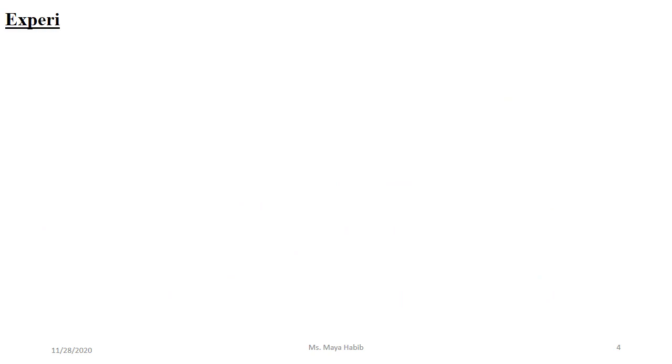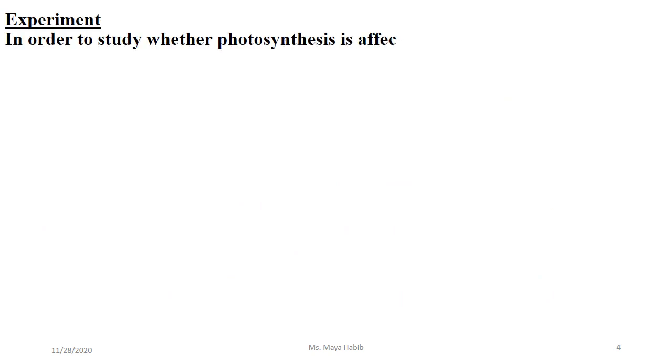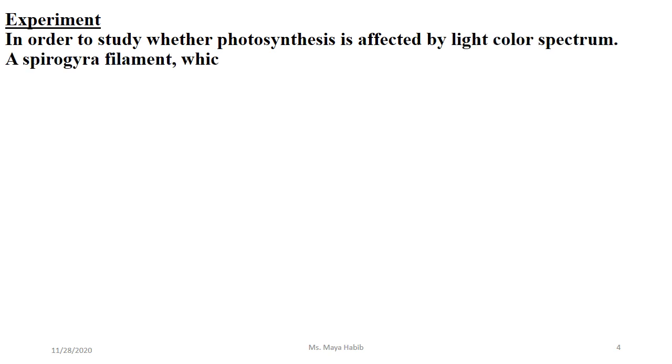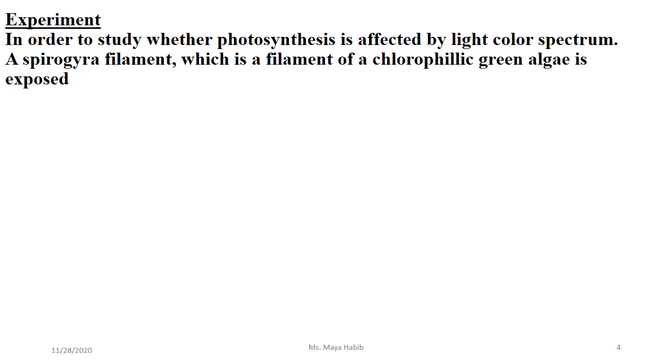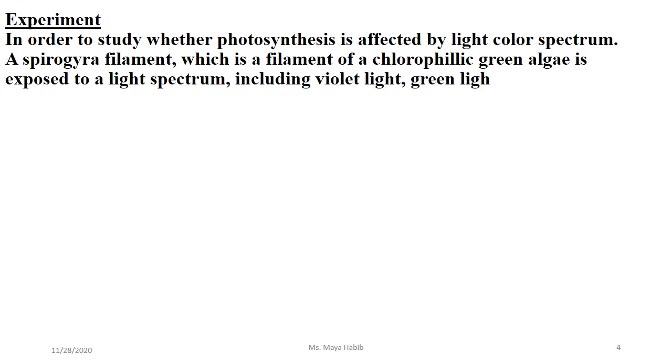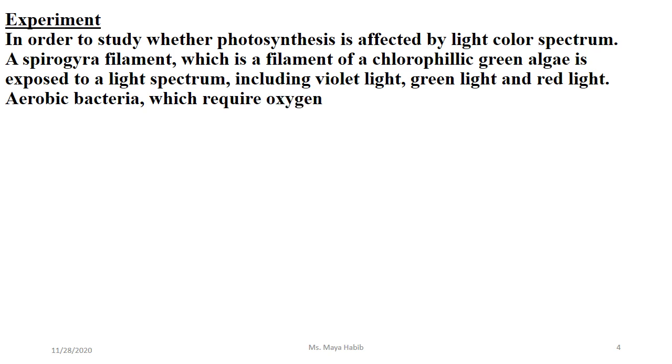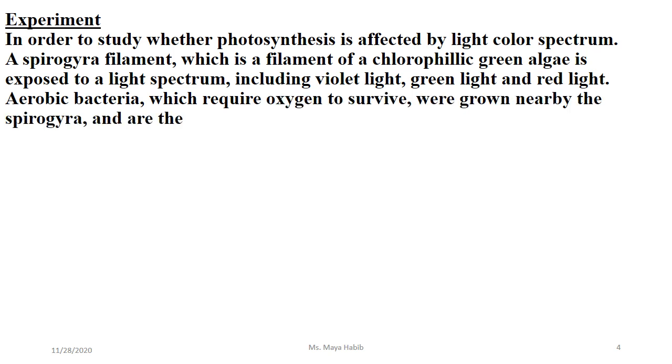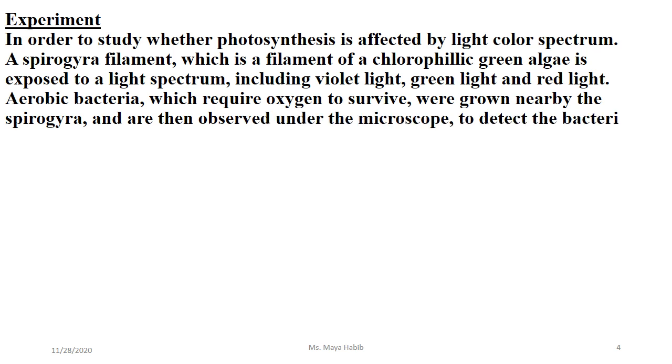Another experiment was done, in order to study whether photosynthesis is affected by light color spectrum. A spirogyra filament, which is a filament of a chlorophyllous green algae, is exposed to a light spectrum, including violet light, green light and red light. Aerobic bacteria, which require oxygen to survive, were grown nearby the spirogyra, and are then observed under the microscope, to detect the bacterial growth and multiplication.